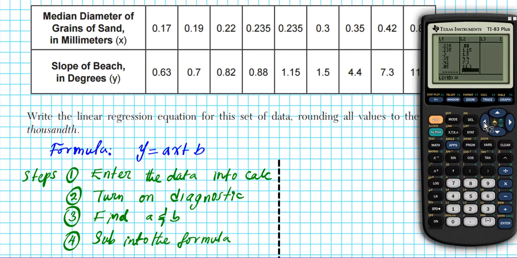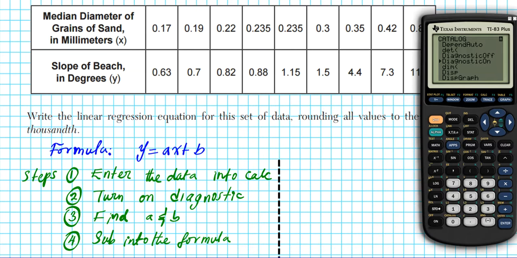Okay, when you enter it, you might want to go over your lists again to make sure that each entry here corresponds to the accurate value in the provided table, because just one little incorrect entry could throw off your answers. Alright, so we have it entered. Now you go to second function catalog. You want to turn on diagnostics. Okay, so you can scroll down to D or just hit the D button to advance straight to the D items on the catalog, and then you go to diagnostic on. Okay, and you hit that.